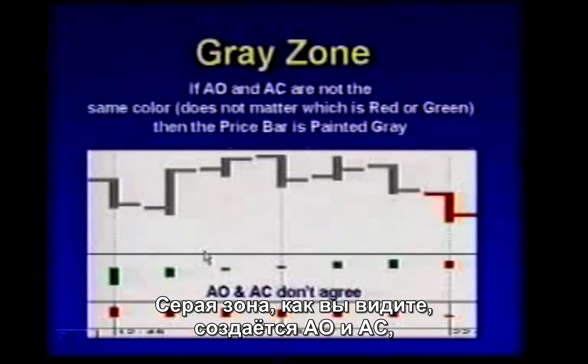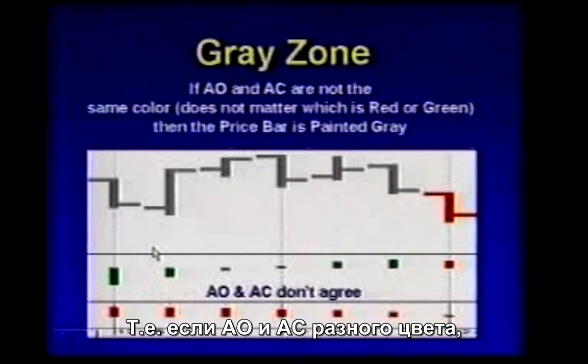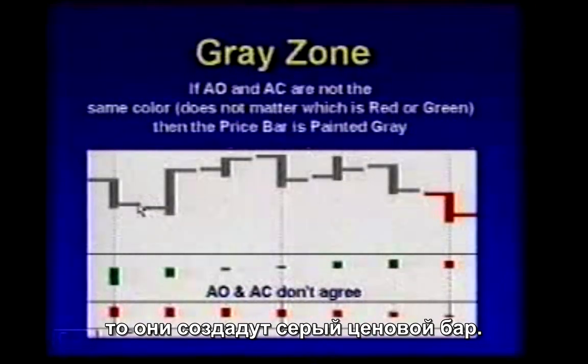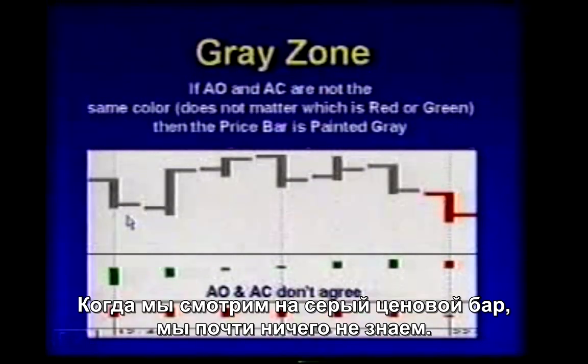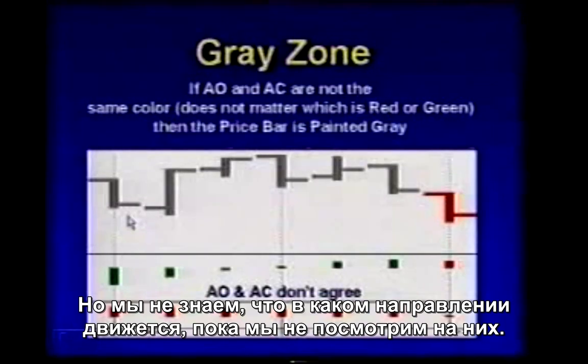The gray zone, as you should now be able to tell, is created by the AO and the AC when they don't agree. So if the AO and the AC are different colors, it does not matter which one is which. The AC could be green and the AO can be red, or vice versa. They will create a gray price bar for us. Now, looking at the gray price bar, all it says is that we don't know. We know that the momentum and acceleration are not in the same direction. We will not know which one is which until we actually look at that.